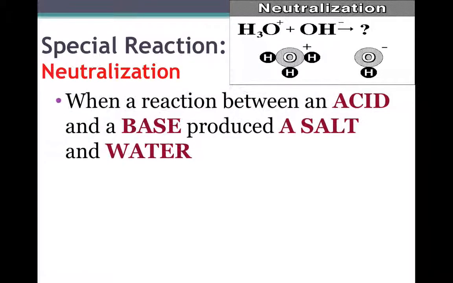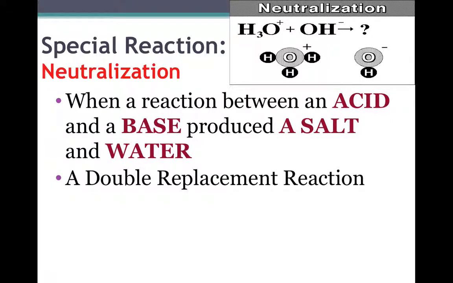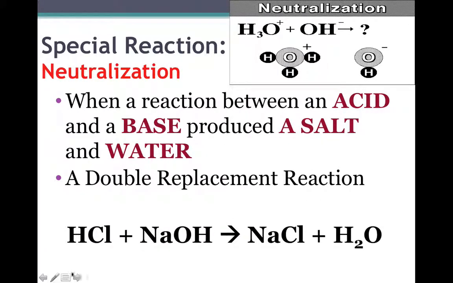So again, when you have a reaction between an acid and a base, it produces salt and water. This is a double replacement reaction. And here's a reaction: HCl, that's your acid. NaOH, that's your base. NaCl, that's sodium chloride, that's salt, table salt. And H2O, that's water. So when we look at this one: acid, base, salt, water.